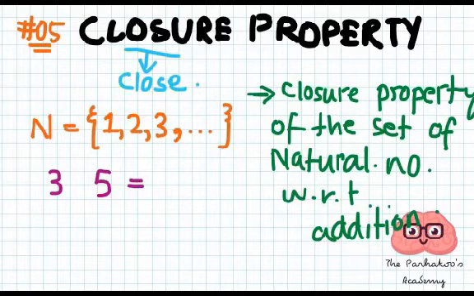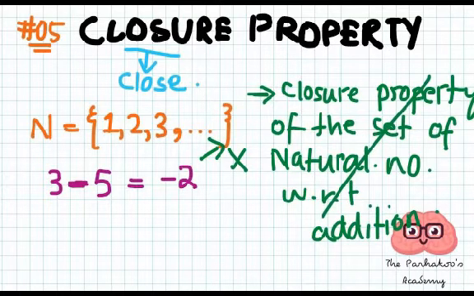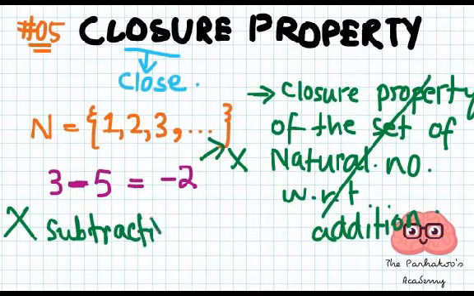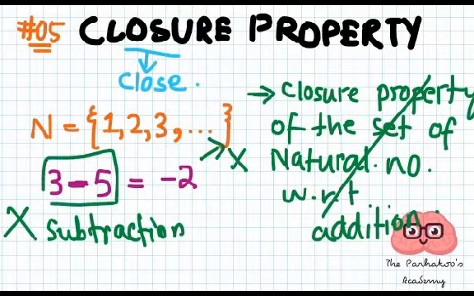But what if I change this sign with minus? If I do so, then 3 minus 5 is negative 2, and negative 2 does not belong to the set of natural numbers. So you can say that the closure property of the set of natural numbers is not valid. It is not valid for subtraction, because when we subtract two natural numbers, we do not get a result which belongs to the natural numbers.